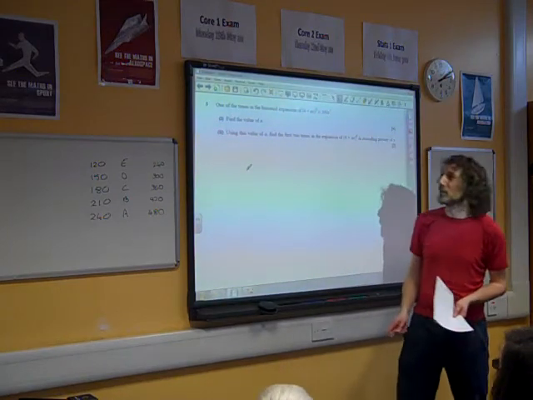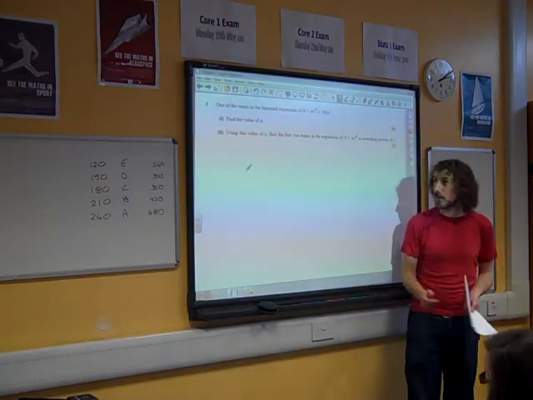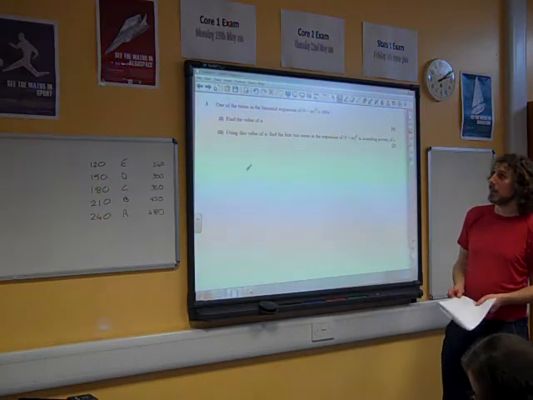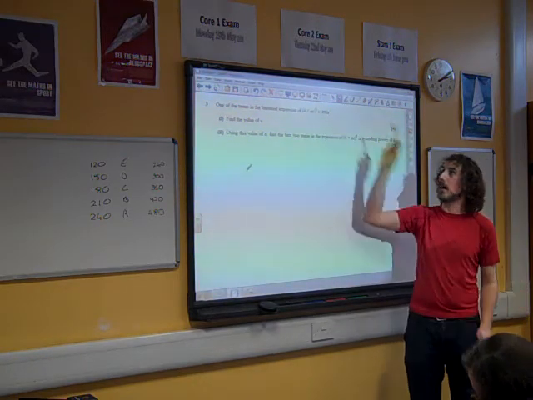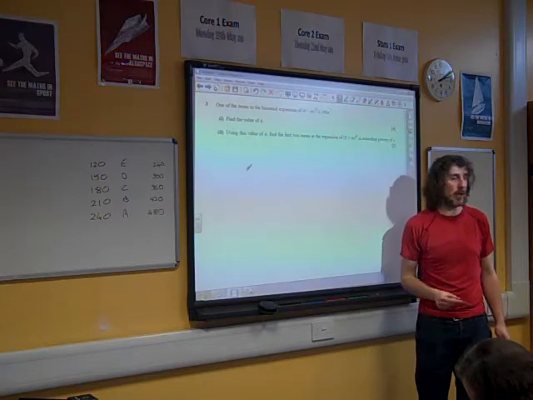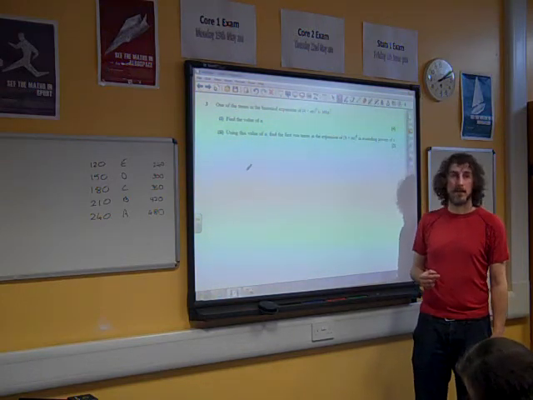Right, so question 3 about the binomial expansion. One of the terms in the binomial expansion of (4 + ax)^6 is 160x cubed. Find the value of a.